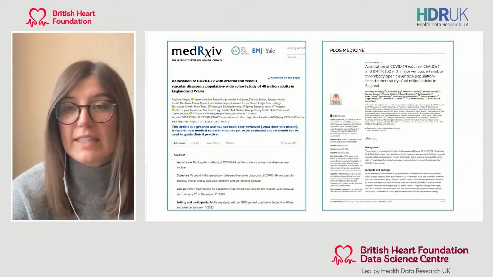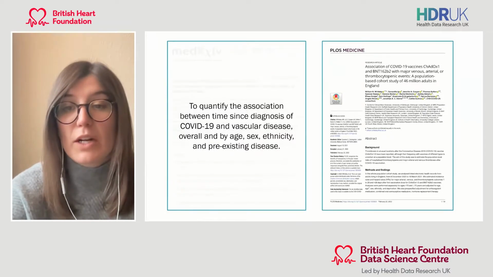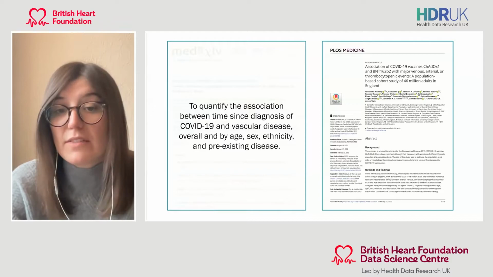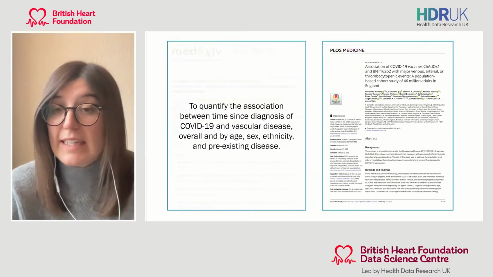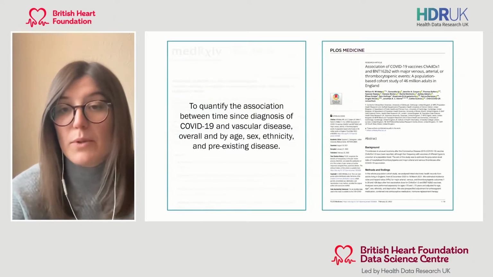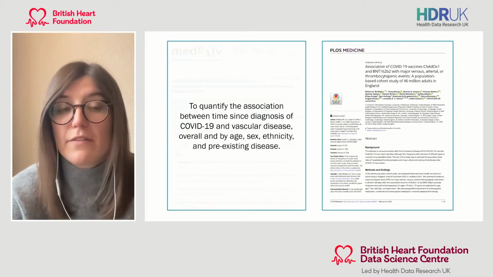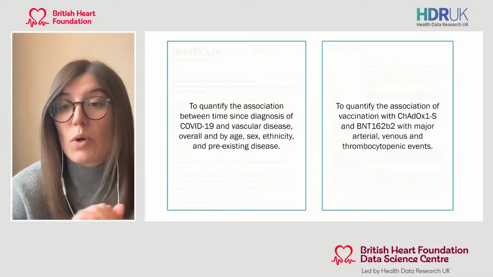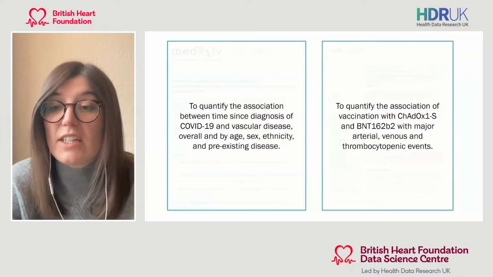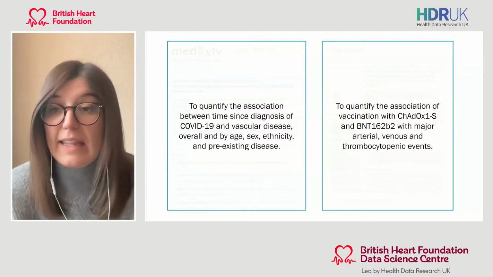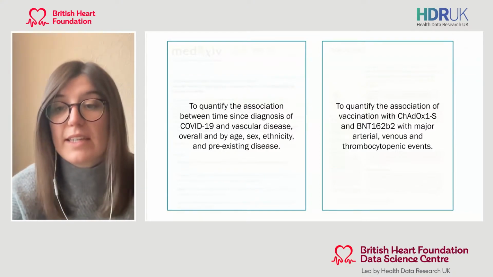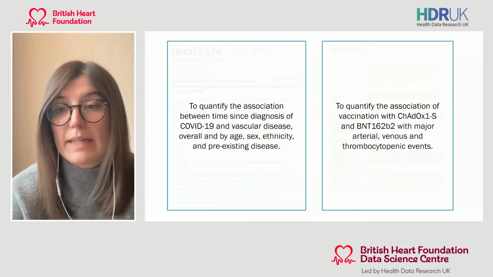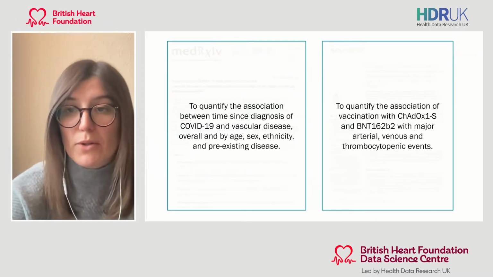So the first of these, the paper on the left, looked to quantify the association between time since diagnosis of COVID and vascular disease. And that's available as a preprint from medRxiv. And then the paper on the right looked to quantify the association of vaccination with either the Oxford AstraZeneca vaccine or the Pfizer vaccine with major arterial, venous and thrombocytopenic events. And that's available from PLOS Medicine.